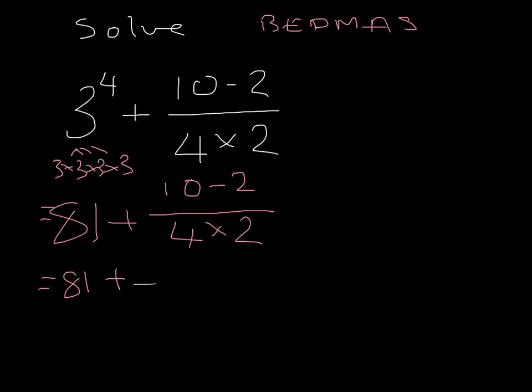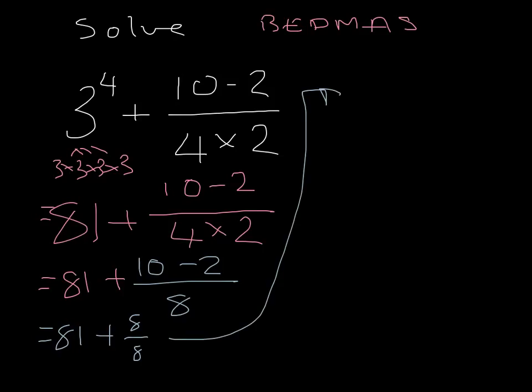So I'm going to continue here. I'm going to leave the top part the way it is because I didn't touch it. 4 times 2 is 8, so I'm going to go ahead and fill that in. And then I'm going to keep going. 81 plus. Now I'm going to say, what does 10 minus 2 equal? 10 minus 2 equals 8 over 8. And I'm just going to continue my equation up here.